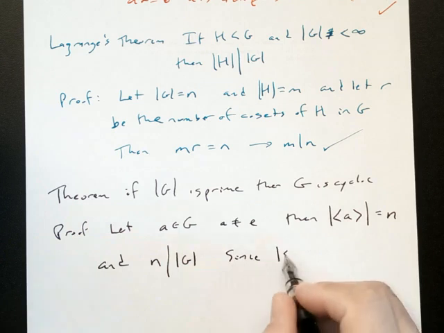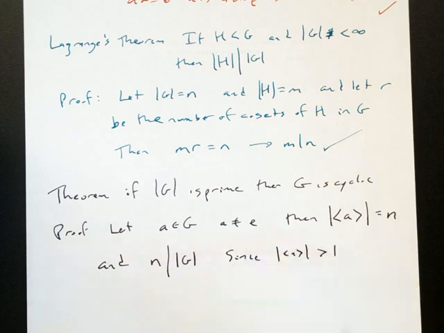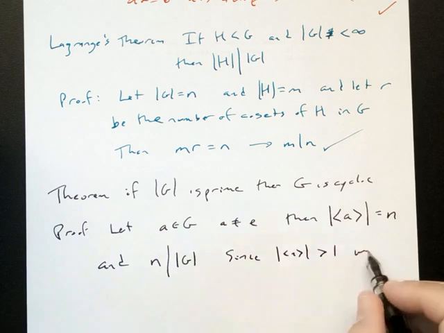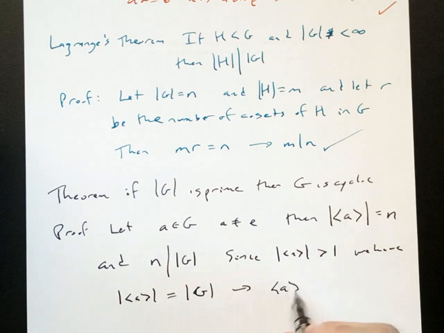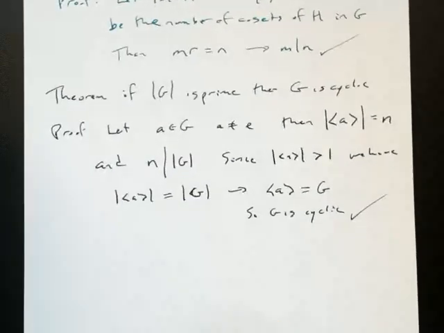And that means the only other option for the order of this group is the whole order. Since the order of the subgroup generated by A is bigger than 1, we have the order of the subgroup generated by A is the same as the order of the whole group G, and that is exactly the definition of saying that A is generating G. G must be cyclic. The only divisors of a prime are 1 and the prime itself. Well, this can't be 1, so it's got to be the whole thing.